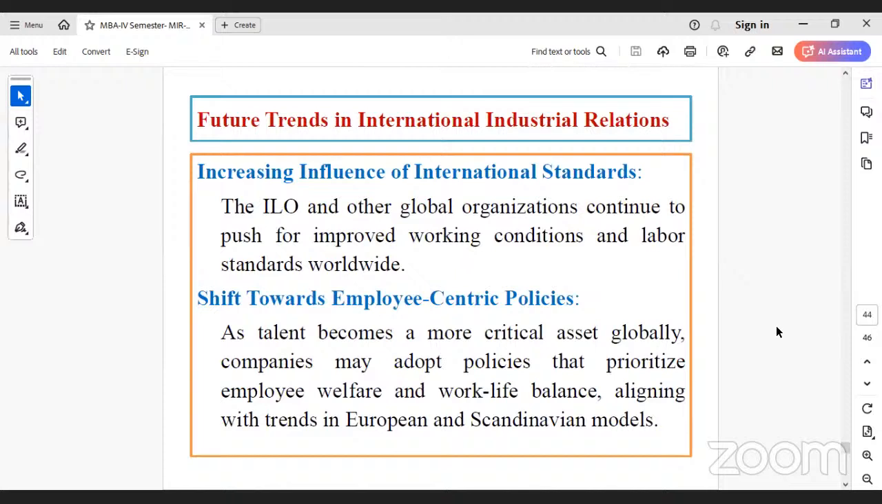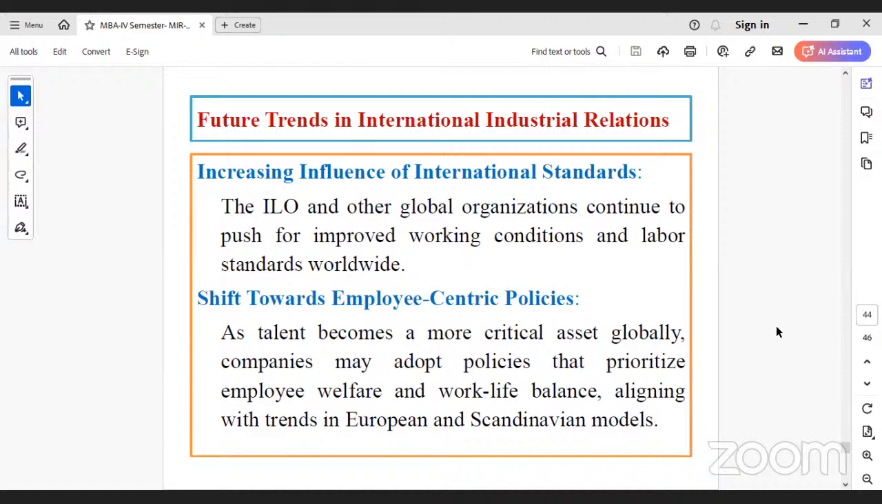And what are the future trends in international relations? Increasing influence of international standards and a shift towards employee-centric policies. The ILO and other global organizations continue to push for improved working conditions and labor standards worldwide. So that is increasing the influence of international standards worldwide. At the same time, there is a shift towards employee-centric policies.